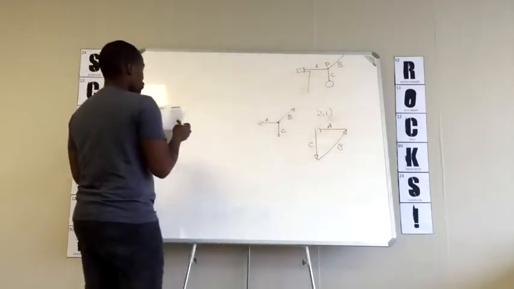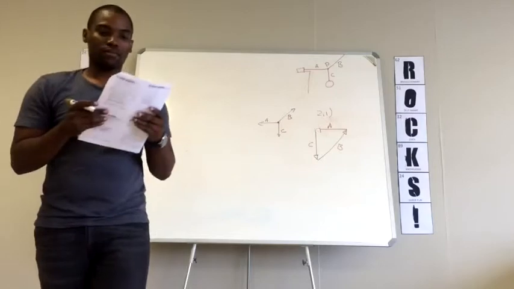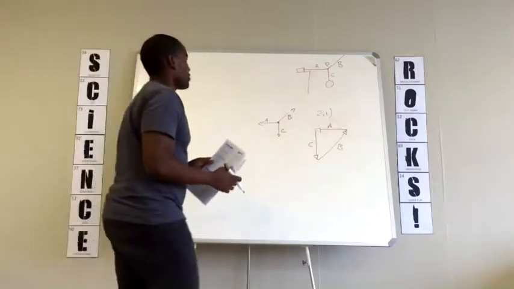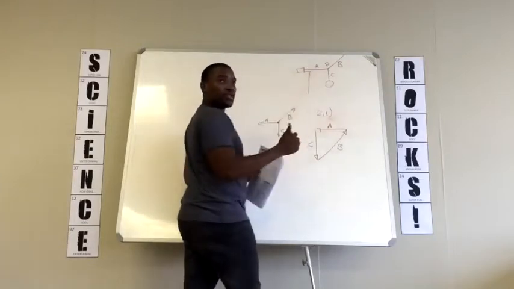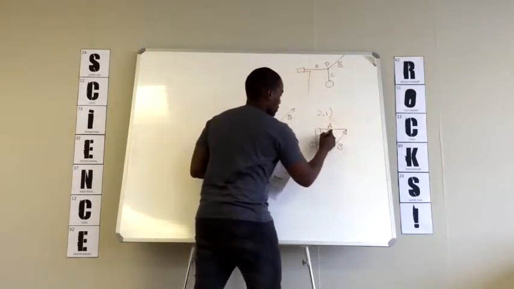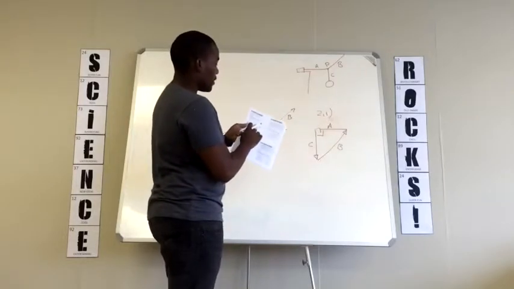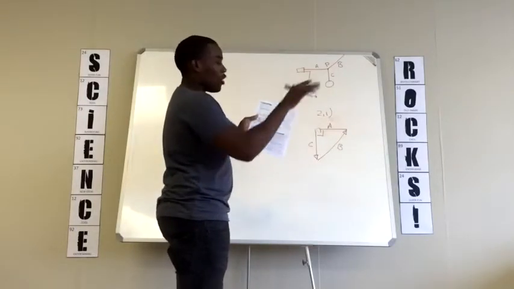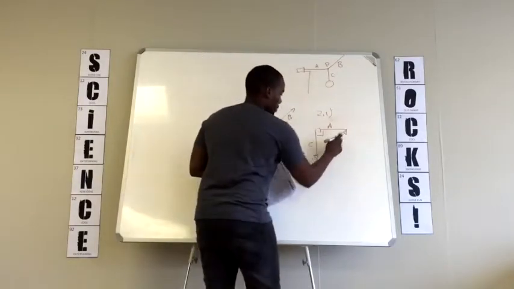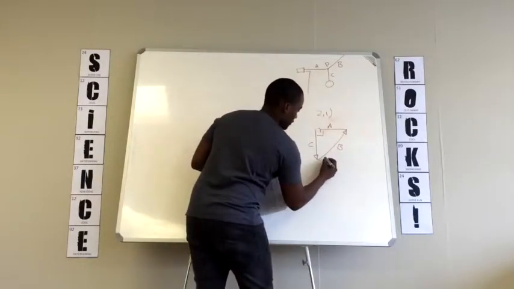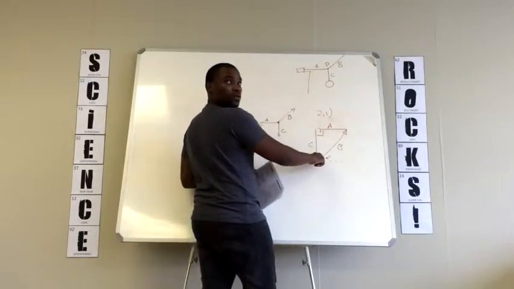Okay. 2.2. It also asks for two known angles. So we know that the angle between A and C is 90 degrees. That's that one there. And we see that the angle between B and the horizontal is 30. So if there's B, there's my horizontal. If this is 30 degrees, what's going to be here? 60 degrees.